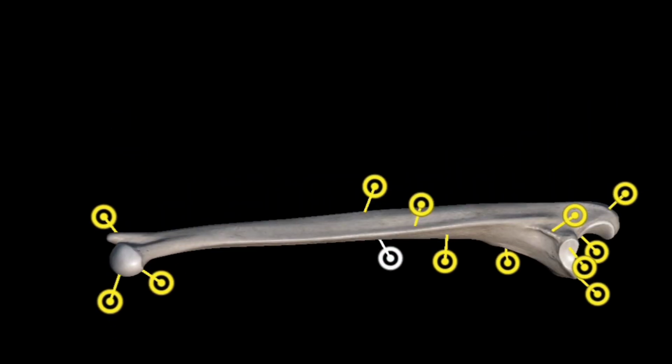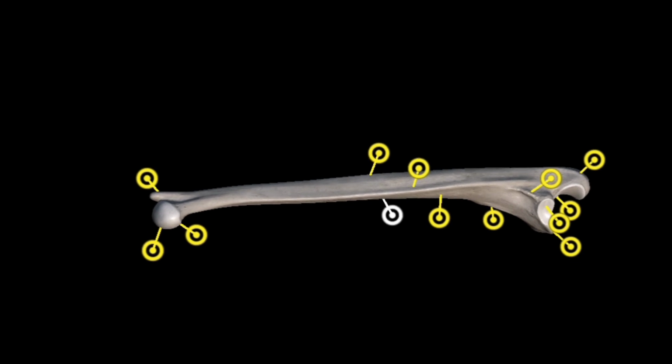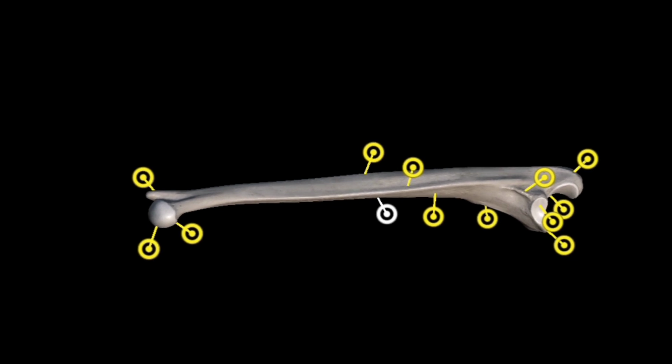Here is a lateral view. Laterally, ulna is joined by its shaft with the radius to make the syndesmosis by the interosseous membrane. That is the lateral view of the ulna.